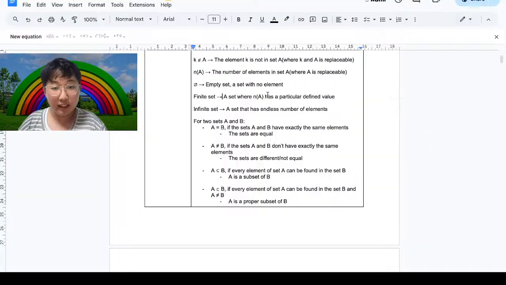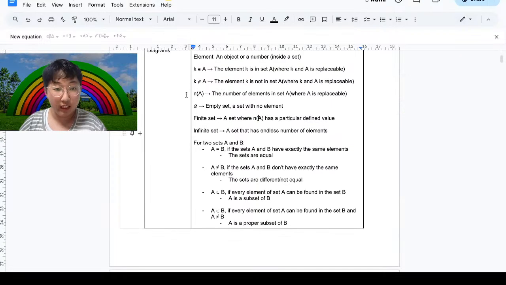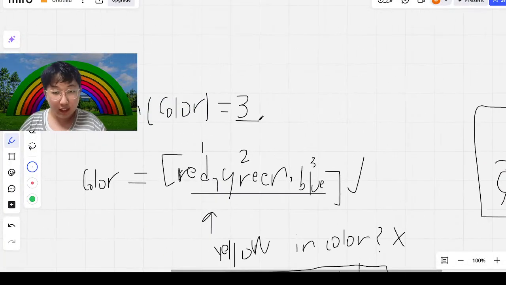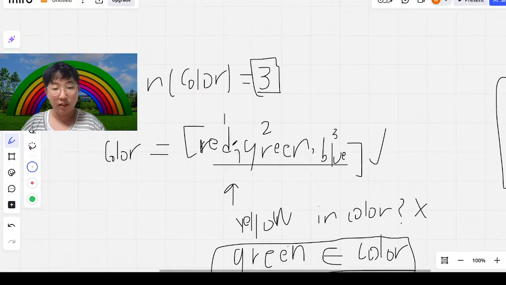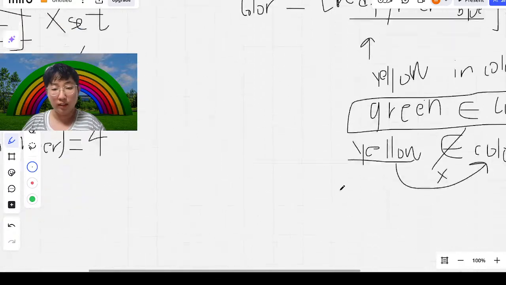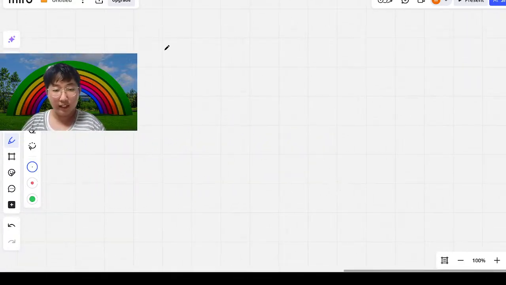A finite set is a set where n(A), which is this expression we saw here, the number of elements in set A, has a particular defined value. What does this mean? So we saw here, right? This is a defined value. There's a number. It's not like there are so many elements that you cannot count. You can count it. There's 1, 2, 3 elements. Or in here, there's 1, 2, 3, 4 elements. So this is what we call a finite set.